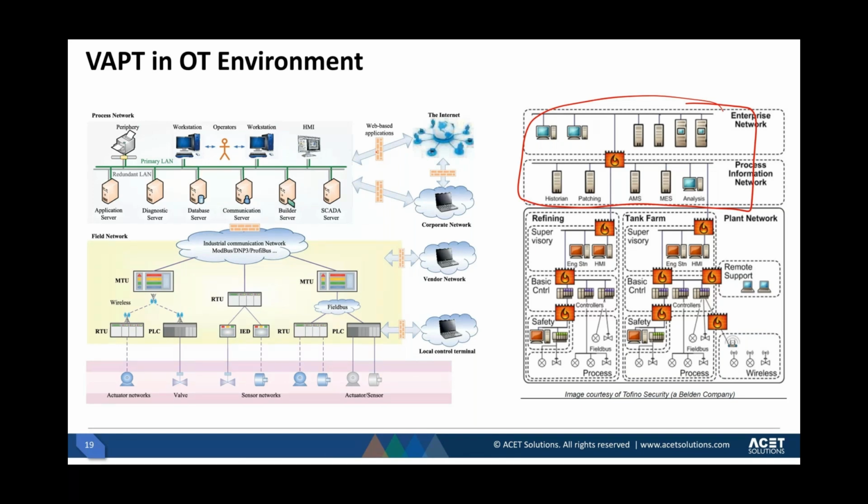Usually the PT scope doesn't go out to the vendors and maybe the local control terminals. Usually it's focused on either the edge devices, the perimeter defense, or maybe the level 4 and the DMZ part of the network.